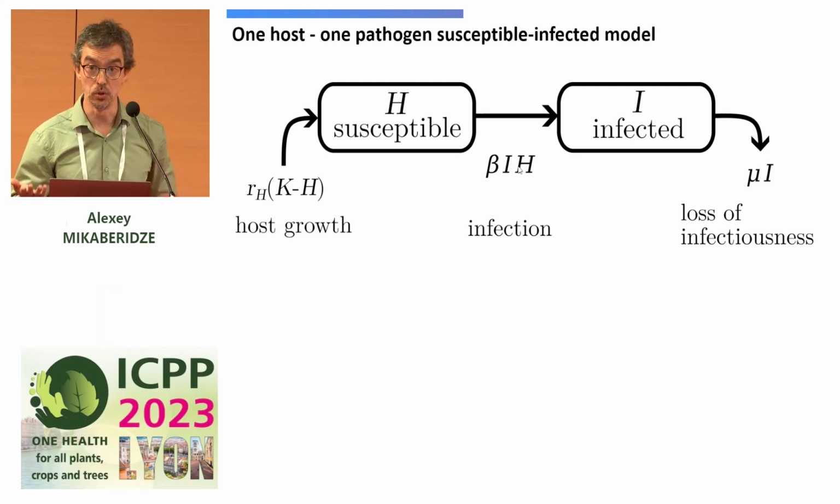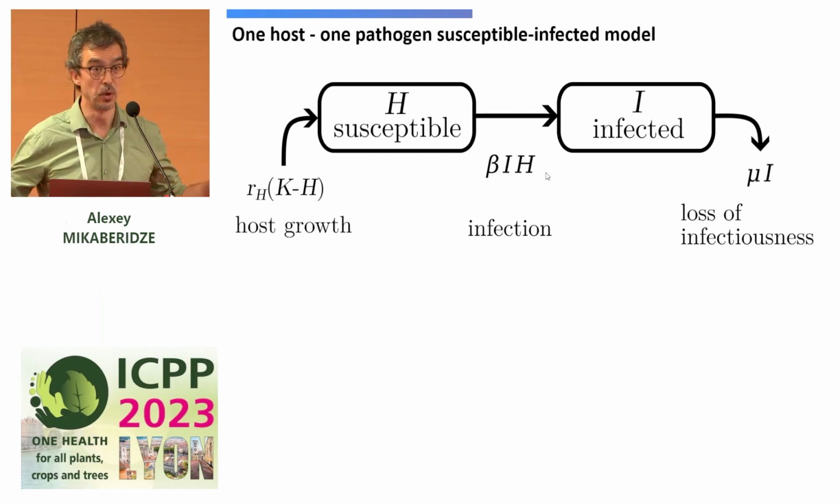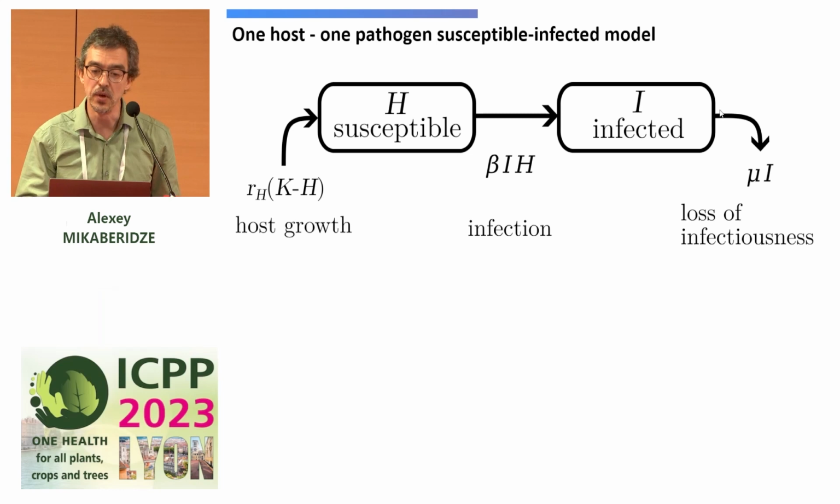So it is proportional to how many infected hosts we already have, because these serve as sources of infectious spores. But it is also proportional to the number of susceptible hosts, because if there were no susceptible hosts, there would be nothing to infect. The coefficient here is beta, the transmission rate. And of course, infected hosts do not stay infectious forever. They lose their infectiousness at a certain rate, mu times I.